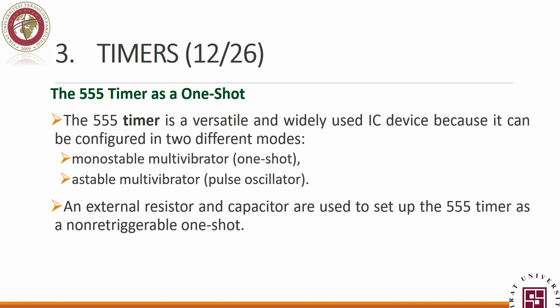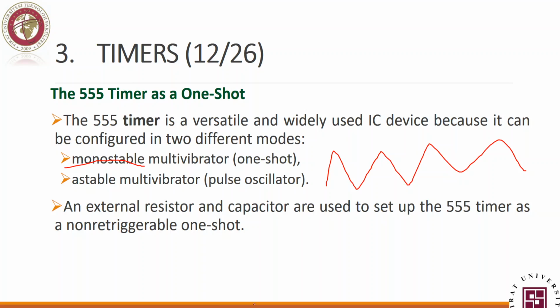Okay, we have a very important type of timers, the 555 timer. 555 can be an oscillator, it can be a one-shot timer, monostable, or it can be astable. That means a one-shot monostable multivibrator, or it can be a pulse oscillator. Pulse oscillator is a multivibrator, but it's astable, that means it has no stable state. For monostable, it has a stable state. It goes unstable when we trigger it, and then it goes back to a stable state. Astable doesn't have any stable state. It keeps bouncing between two states.